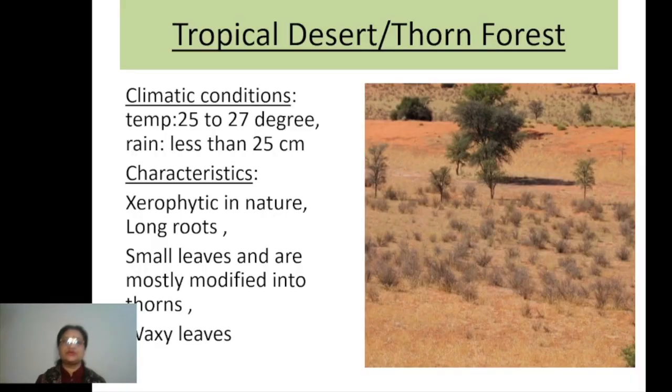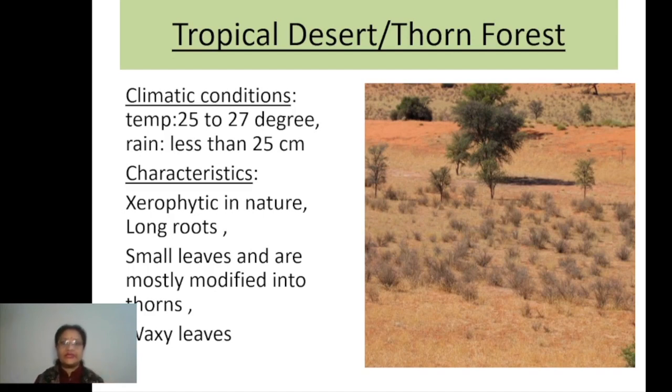Now the next type of vegetation we have to discuss here is the tropical desert, also called the thorn and scrub forest. In what climatic conditions is it found? Again, the tropical. Tropical means the temperature is around 24 to 27 degrees. The average temperature is almost the same, with a little variation. That means tropical. Clear? Now desert and scrub and thorn forest.